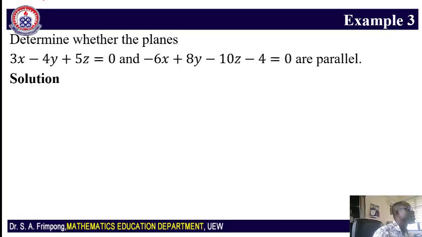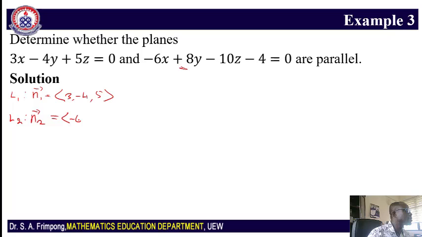So what are the normals? We said that the coefficients of x, y, and z give the normal vector. So if you call this one L1, then the normal N1 is given by 3, negative 4, and 5. And if you call the second equation here L2, then the normal N2, which corresponds to that one, will become negative 6, 8, and negative 10.